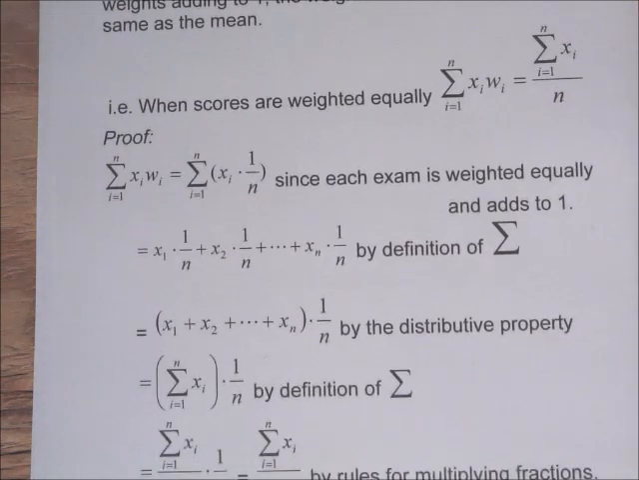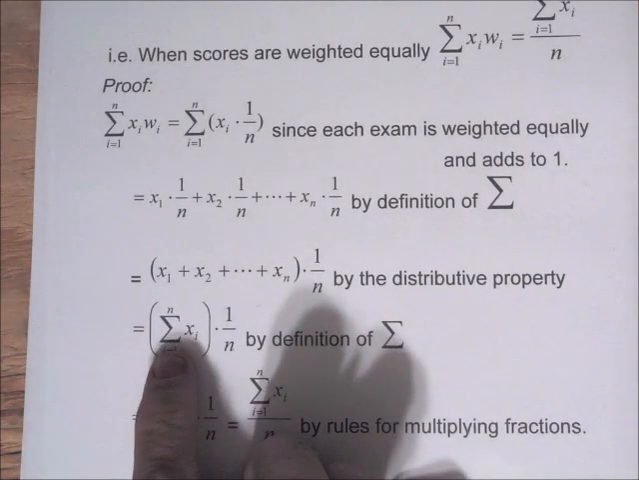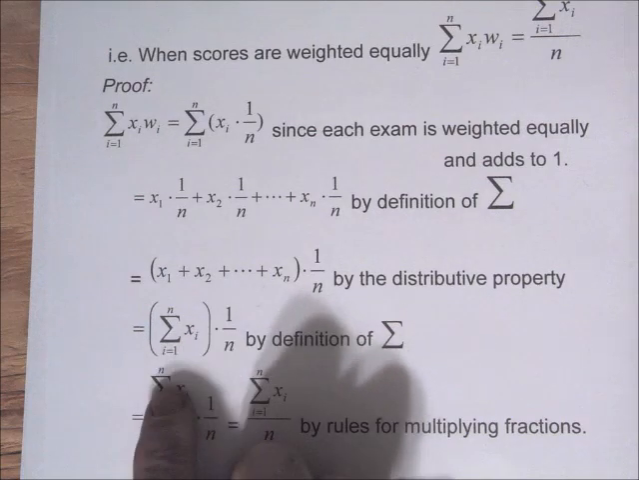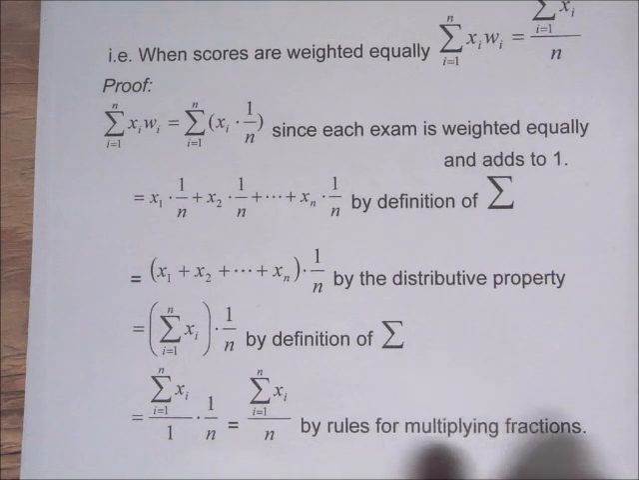And then we can use the rules for multiplying fractions. Put the part that's not a fraction over 1, multiply straight across, and we get the summation i equals 1 to n of x_i all over n. And that completes the proof. And that completes this presentation.